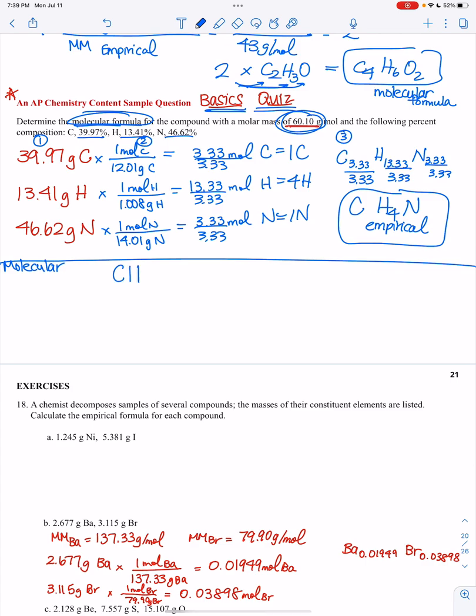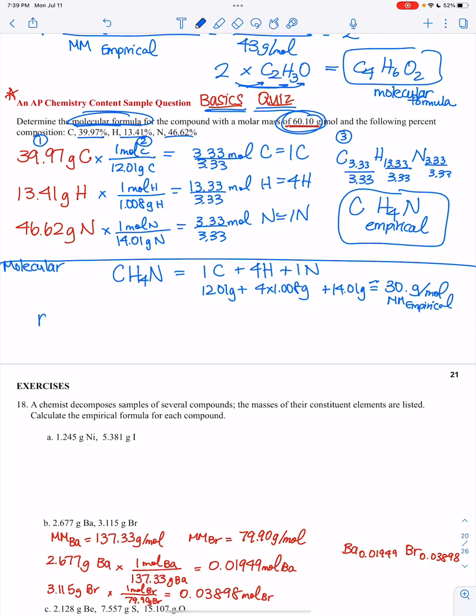So CH4N is 1C plus 4 H's plus 1 N. That's 12.01 grams plus 4 times 1.008 grams plus 14.01 grams. If I do all that math, this is approximately 30 grams per mole is the molar mass of the empirical.